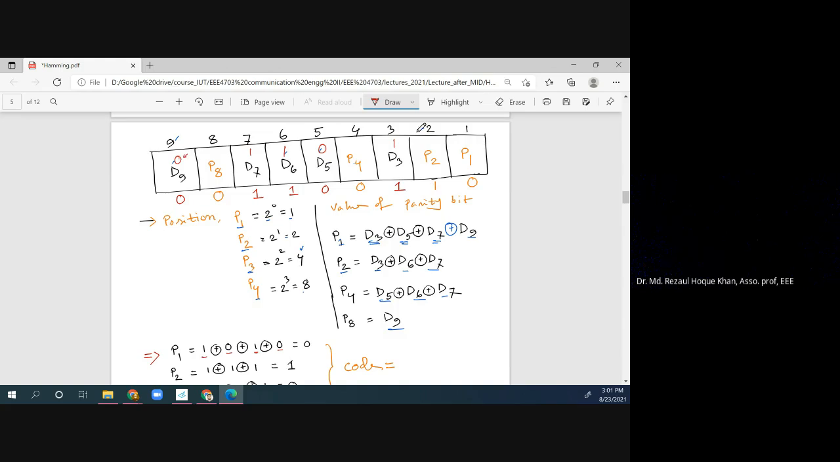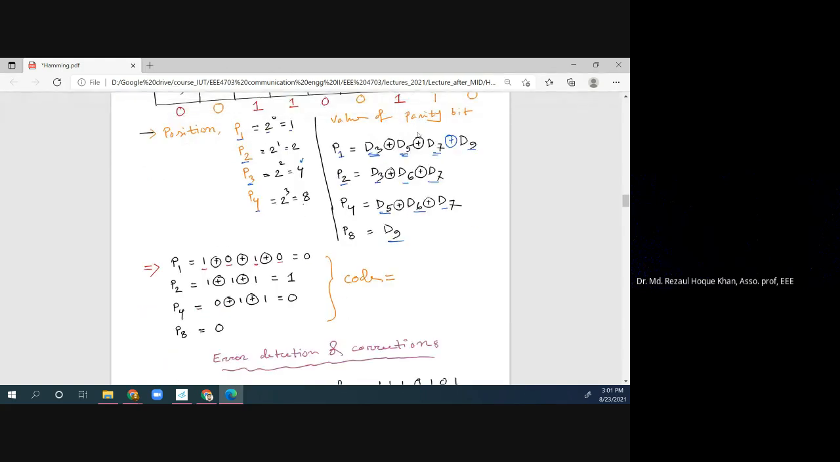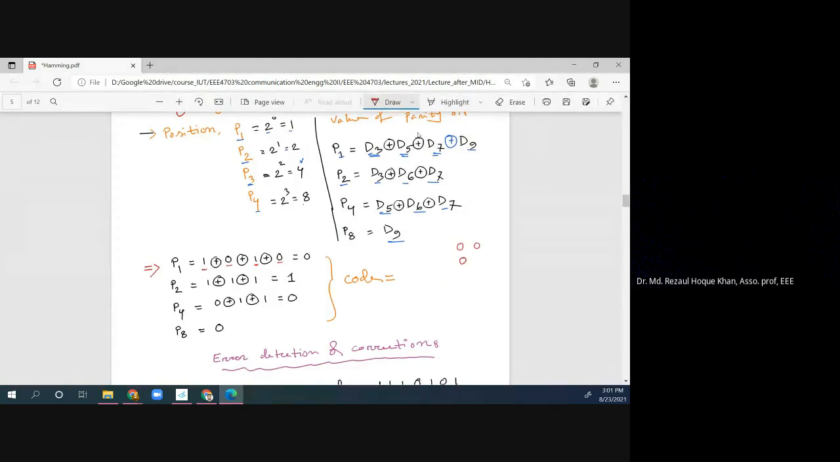So here this is XOR. What is XOR? Remember the truth table: 0 0 is 0, 1 1 is 0, 0 1 is 1. If they are similar, it's 0; otherwise, it's 1. So after the XORs, P8 is automatically 0.